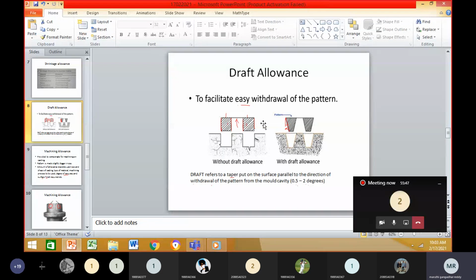I have asked you to explain draft allowance. If you are unable to give the answer, at least observe the figure and tell me what is happening in the first figure and what is happening in the second figure. And then you can end up with the answer. What is draft allowance, right?